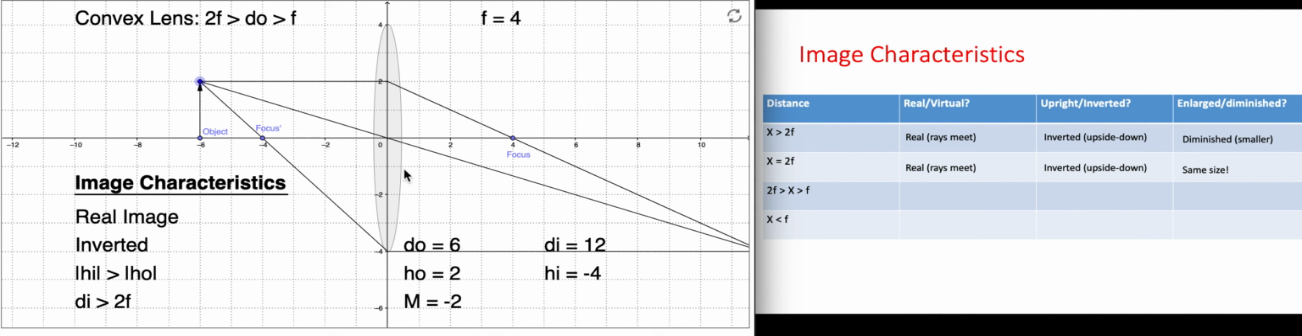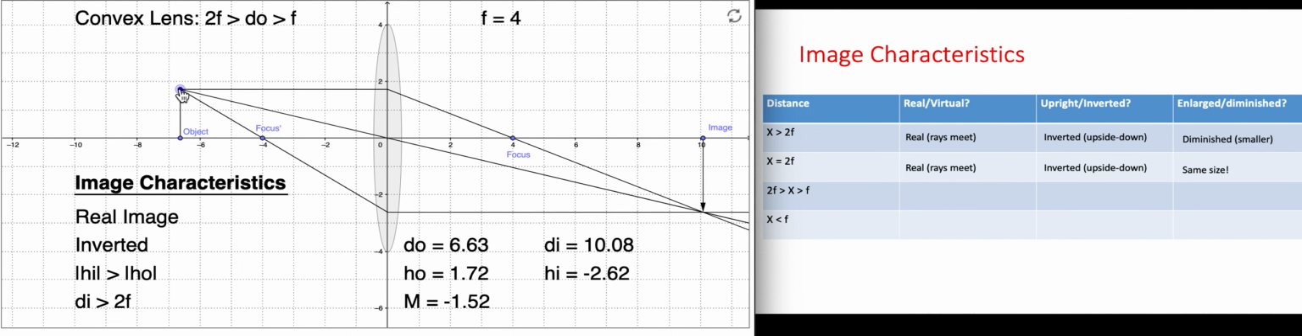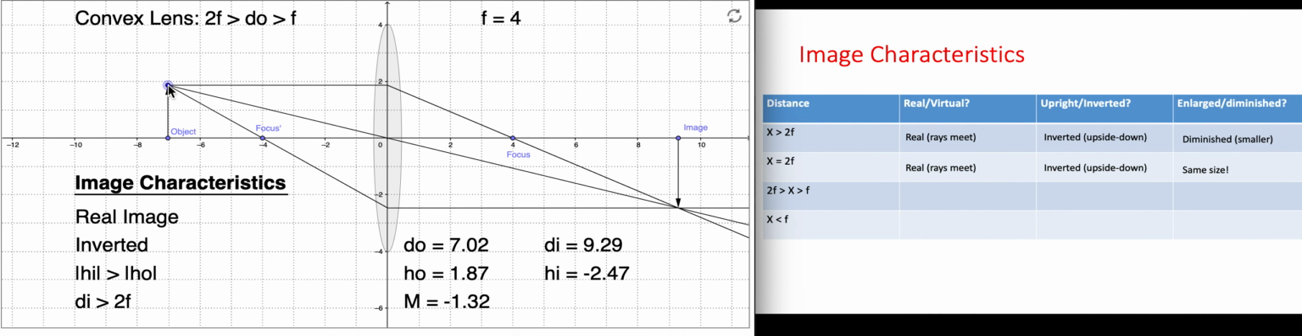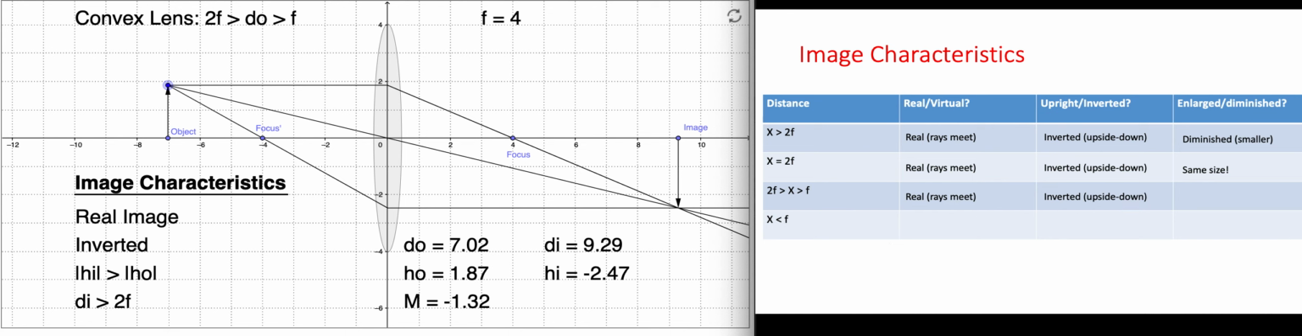Actually, you can't see my image. I'll tell you what, I'll move it back a little bit. There you go. Okay, you can see here now. Again, if we go between just less than our 2f, then we got again a real image. A bit boring, really. Inverted again, it's upside down.